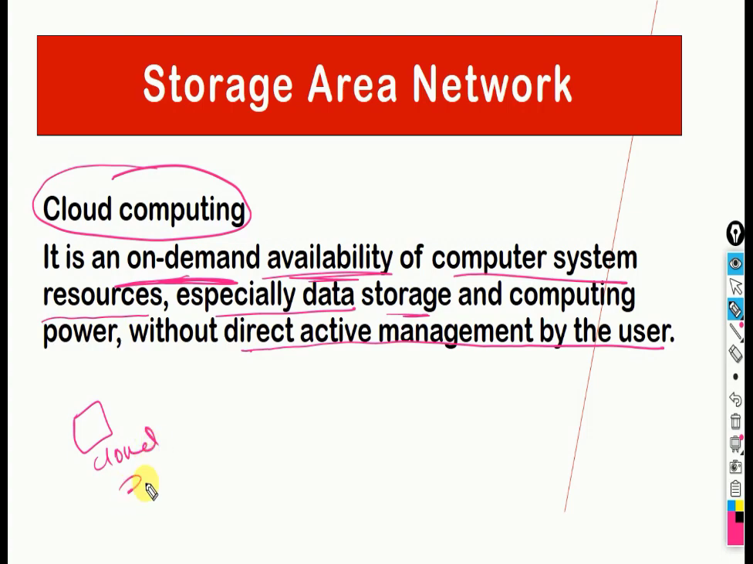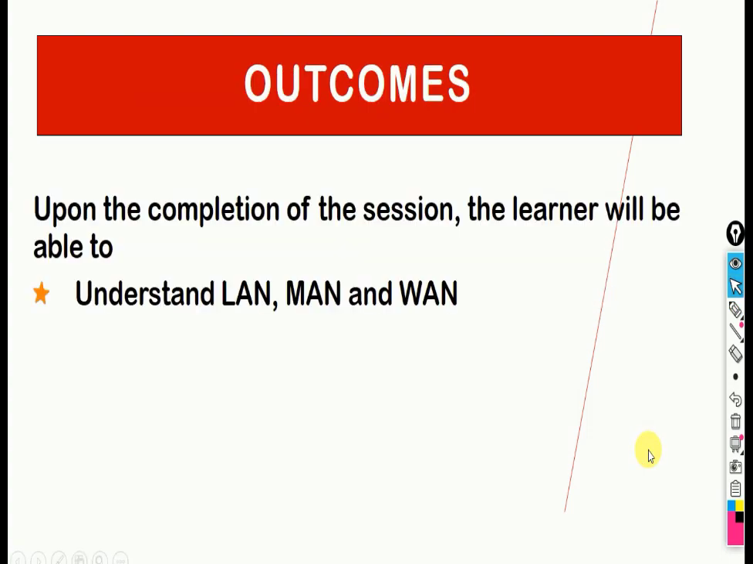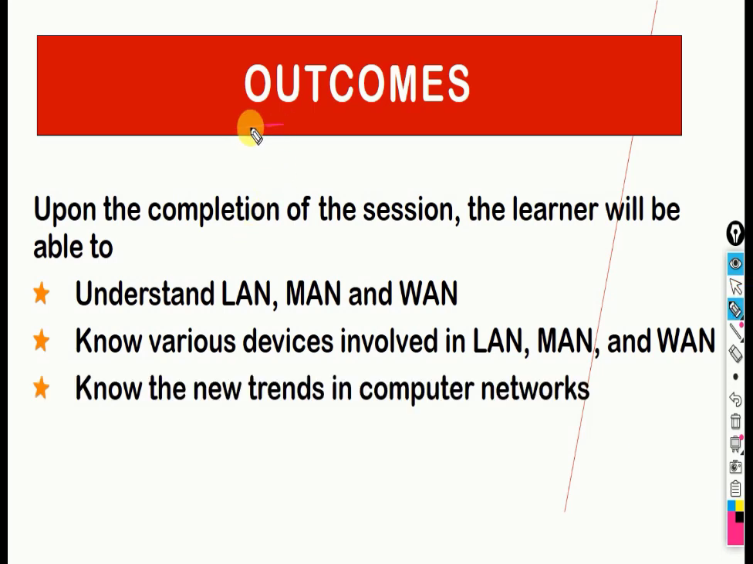That's it, guys. In the initial part of the session, we listed that we are going to learn certain things. Now we will ensure whether we have learned all these things. I hope now you have learned what is local area network, metropolitan area network, and wide area network. And we have also seen what are the various devices involved in LAN, MAN, and WAN. And there are some new trends in the computer networking field. And we have also seen those trends.